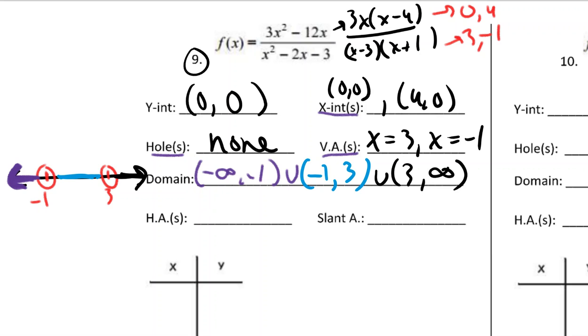Okay, horizontal asymptotes, the rule where we have to compare the degree of the numerator to the degree of the denominator. If the degree of the numerator is bigger, we don't have a horizontal asymptote. If the degree of the denominator is bigger, it's y equals 0. And if the degrees are equal, like they are here, it will be leading coefficient 3 over leading coefficient 1. So y equals 3.